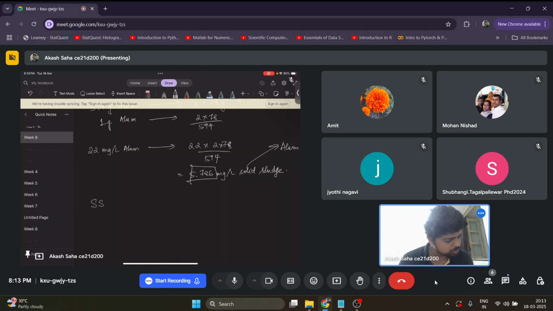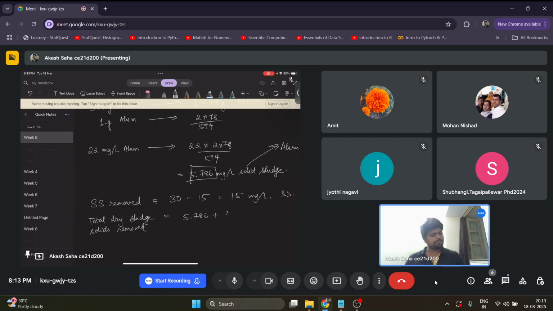So what is my solid removed? Suspended solids removed. So influent concentration was around 30, effluent was 15. So 30 minus 15, 15 milligram per liter. So this much of SS is also being removed. Okay, so my total dry sludge solids removed will be 5.786 plus 15. So it will be 20.786 milligram per liter.